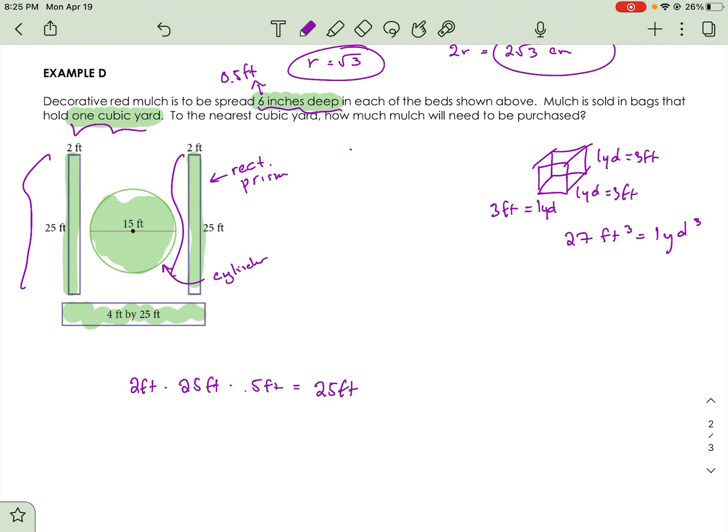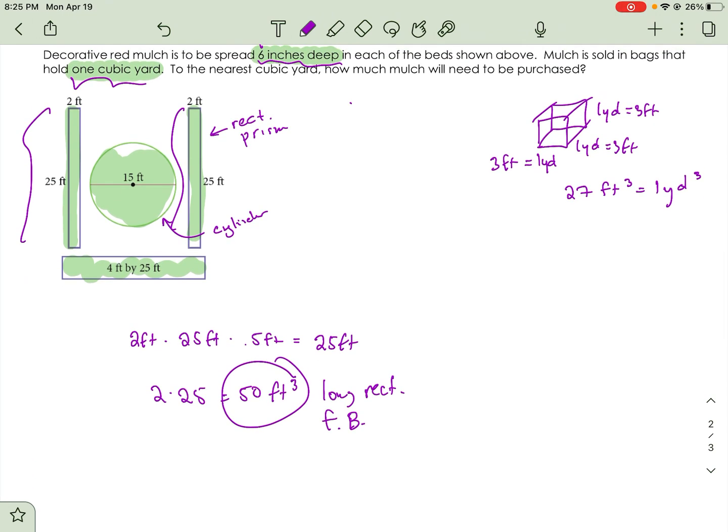But there are 2 of those flower beds. So 2 times 25 gives us 50. So we have 50 cubic feet for the 2 long rectangle flower beds. We'll abbreviate flower beds FB. For the wider flower bed, you would have 4 times 25 times 0.5. So 4 times 25 is 100. 100 times 0.5 is 50. So you have 50 cubic feet for this flower bed as well. So you have 50 cubic feet for the 2 long ones, 50 cubic feet for the wider flower bed.